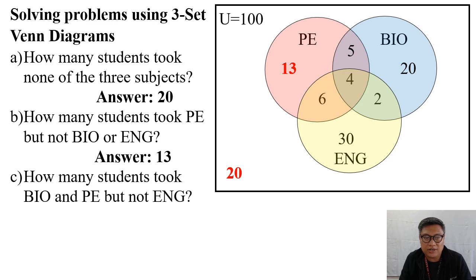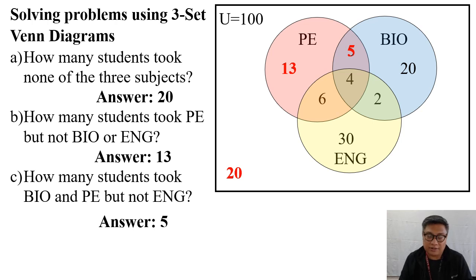And for the third, how many students took bio and PE but not English? So we have to look for bio and PE. So here we have two choices. We have here 5 and 4, but only took bio and PE but not the English. So here the 4 is including the English, so we are only going to choose the 5. So the answer is 5.